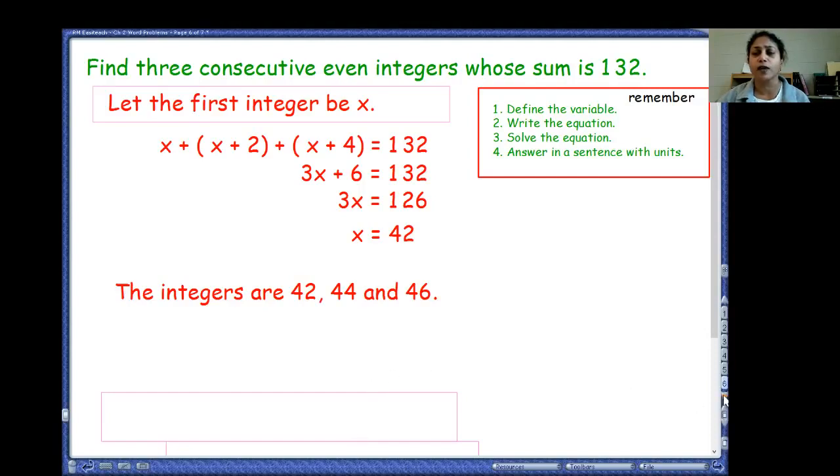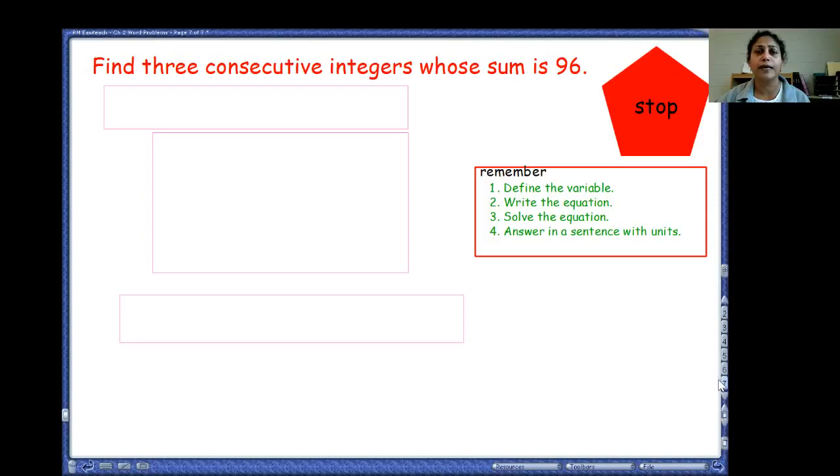The next one I want you to try on your own, and after you finished it, check to see if you could get full credit, all 10 points on this question. So pause it, try it on your own, and now check.